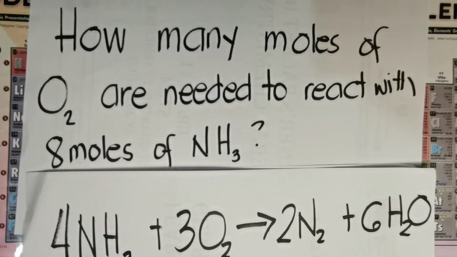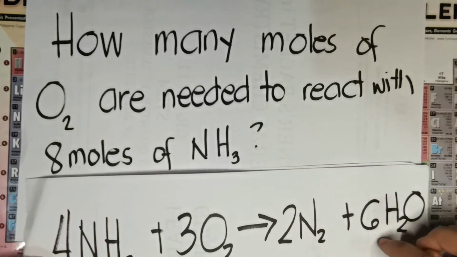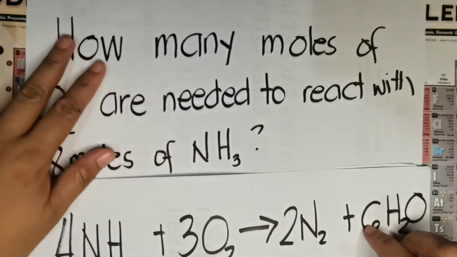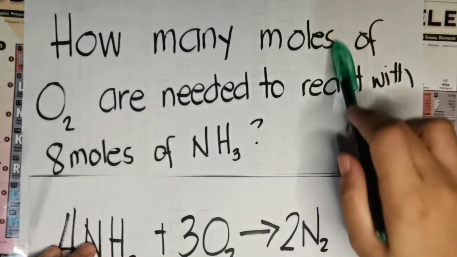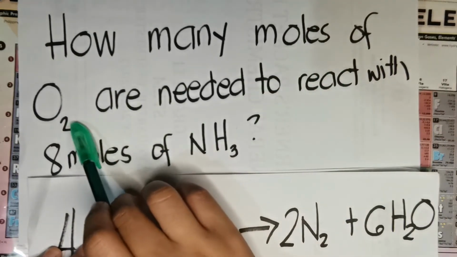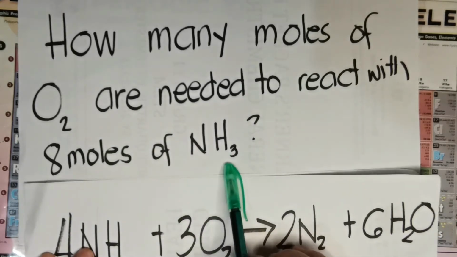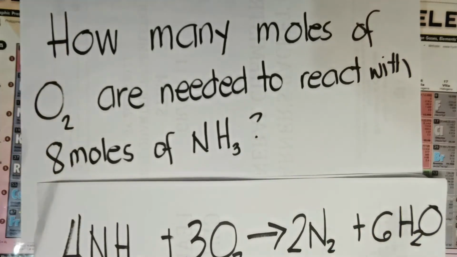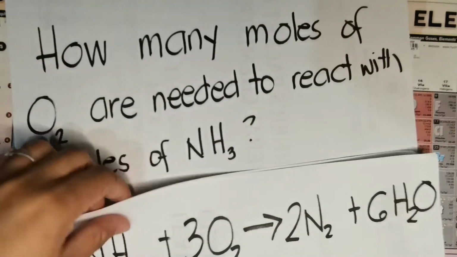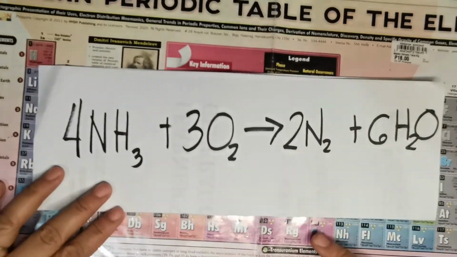Okay? So let's start with solving the problem. As I said, first check if the equation is balanced. Take down notes of the important given: we need to find the moles of oxygen gas, and the given is 8 moles of ammonia, or NH3. First and foremost, ito ang pinaka-importante, yung equation natin. Check if it is balanced.